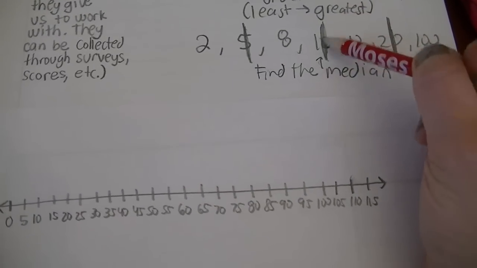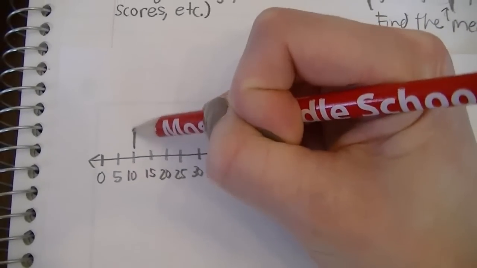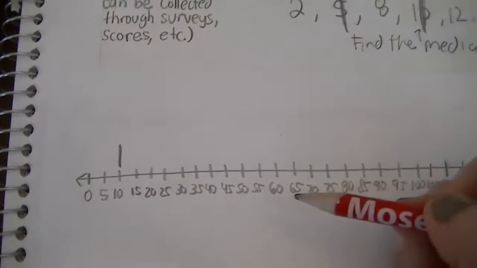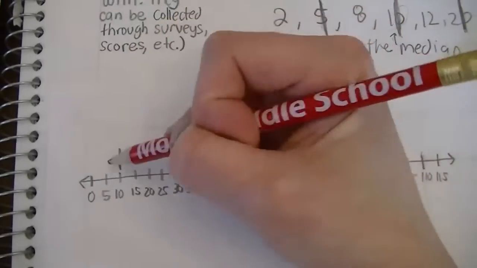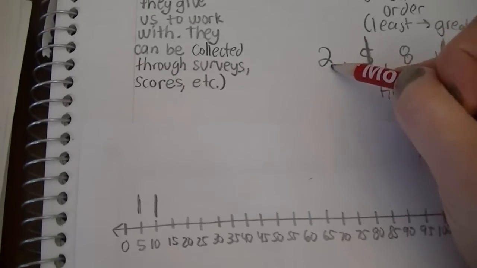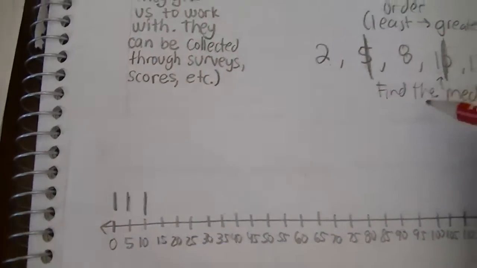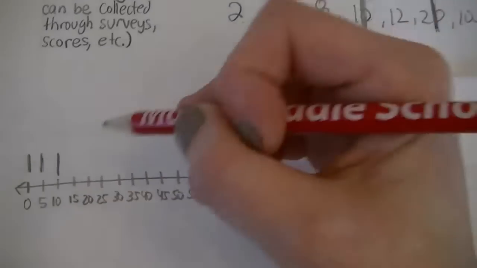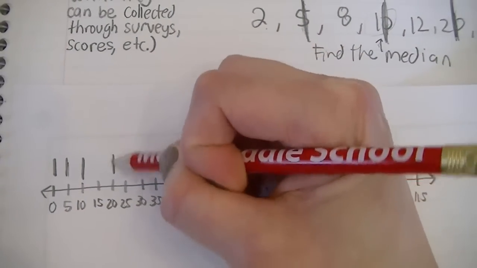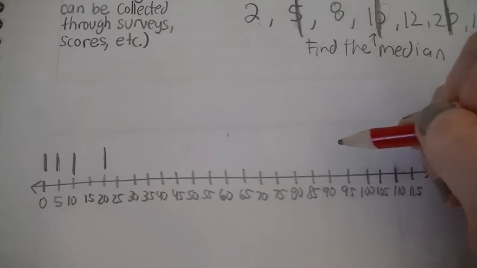I'd probably put down the median first. So the median was 10. So right here at 10. I'm going to put that right there, like that. And then 5 is the lower quartile, so I'm going to put that right there. And my lower extreme is 2, so 2 is about right there. And now for the other side, we got the upper quartile is 20. And our upper extreme is 100.